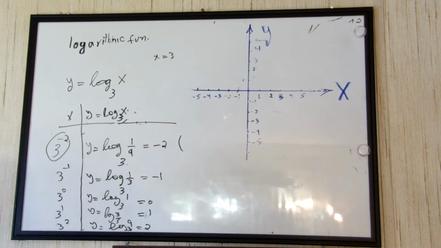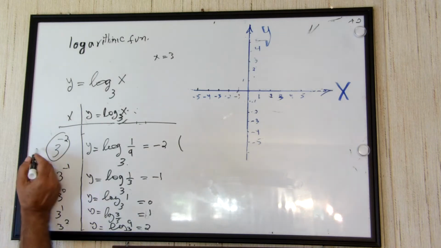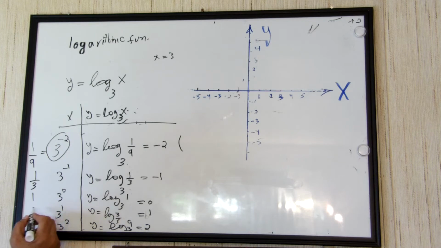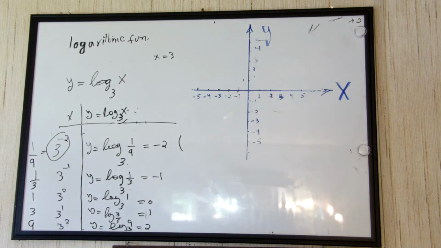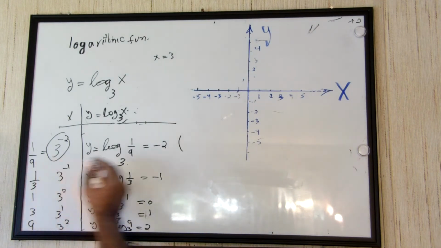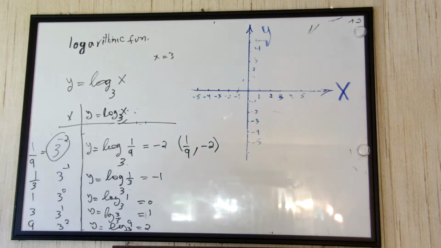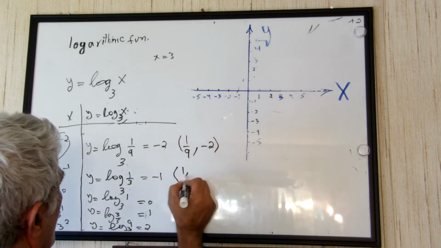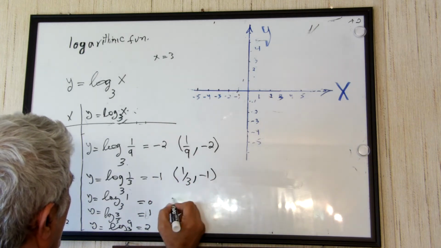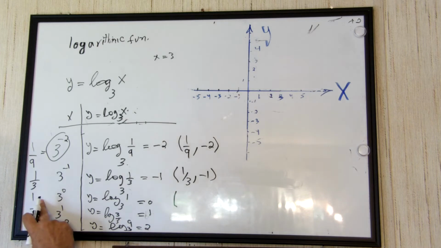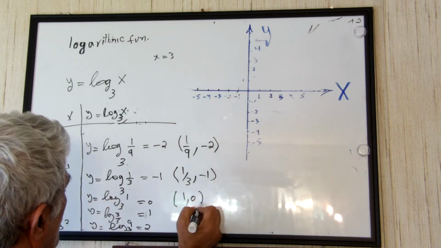So what is it going to be like? We have the points 1 over 9, 1 over 3, 1. 3 to the power of 0 is going to be 1, 3, and 9. 3 to the power of 1 is going to be 3, 3 to the power of 2 is going to be 9. So we have this point: if x is 1 over 9, y is going to be minus 2. And this one here, if x is 1 over 3, y is going to be minus 1. And the third one, if x is 1, y is going to be 0.